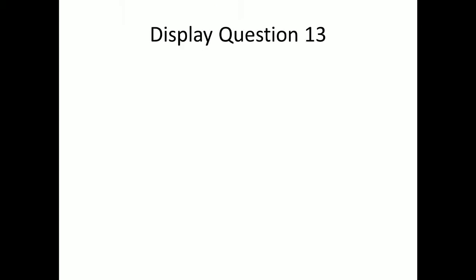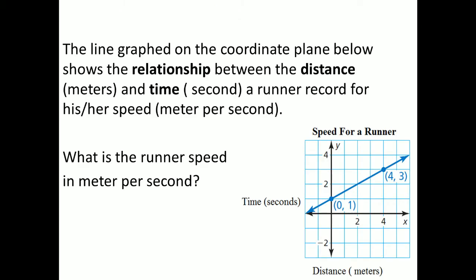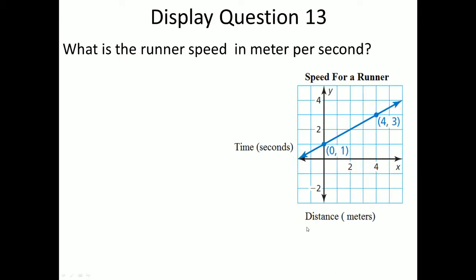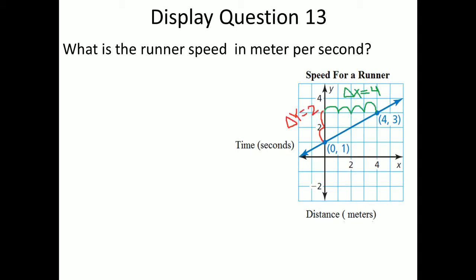All right, let's look at 13 now. The line graphed on the coordinate plane below shows the relationship between the distance, in meters, and time a runner records for his or her speed. What is the runner's speed in meters per second? So we have the runner in this chart. What I did is I looked and I used the graph. Okay, I saw that the change in y is 2, the change in x is 4.